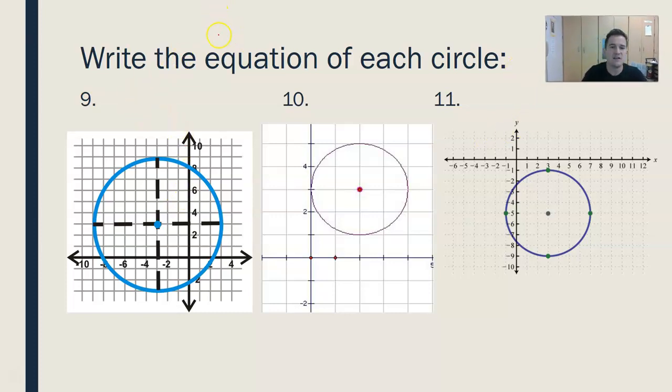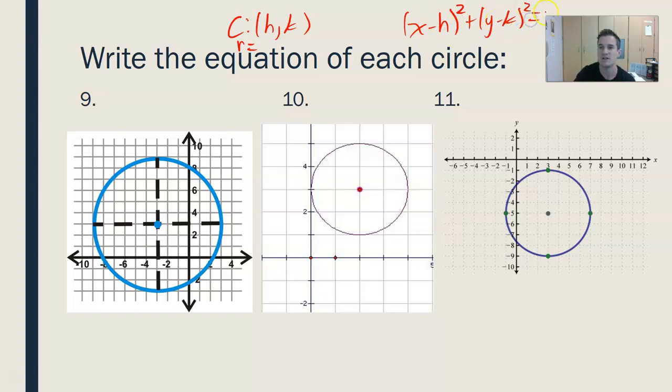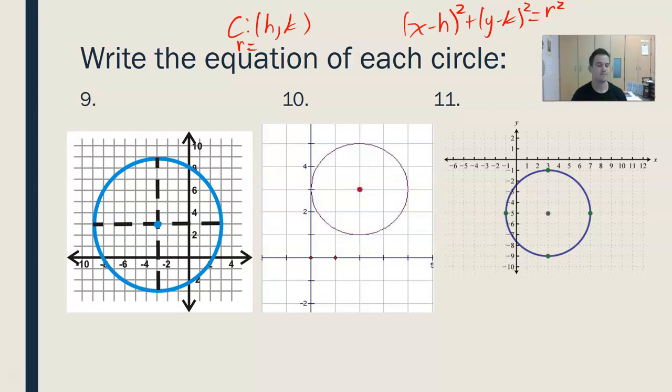In order to write the equation of a circle, I'm going to need to know the center of the circle and the radius of the circle, because remember that the formula for the equation in standard form of a circle looks like this, where h and k represent the coordinates of the center of the circle, and r represents the radius. So let's see if I can find the center of the circle and the radius.